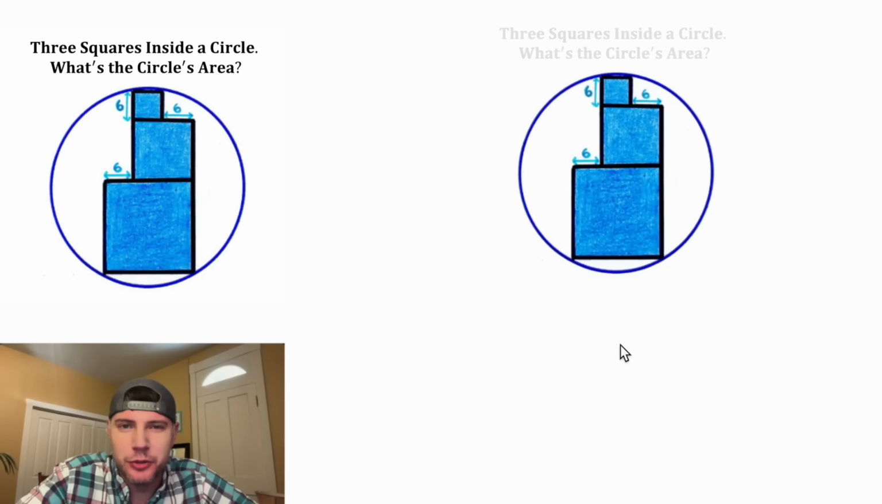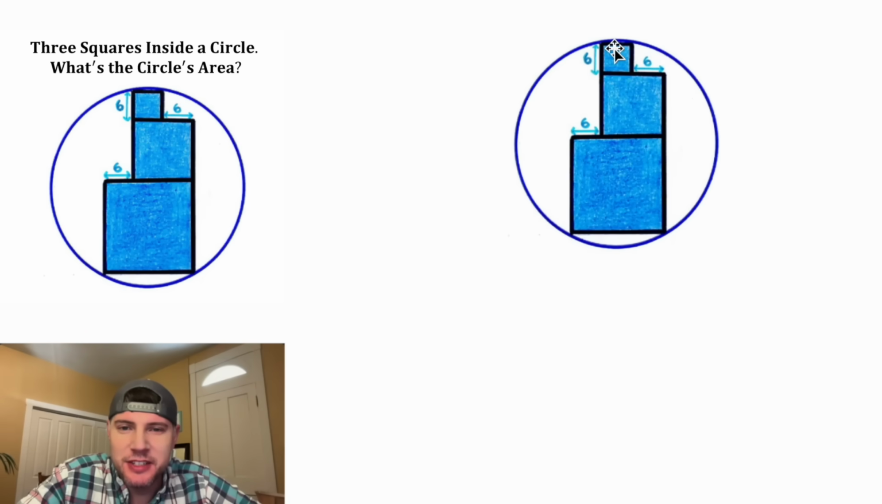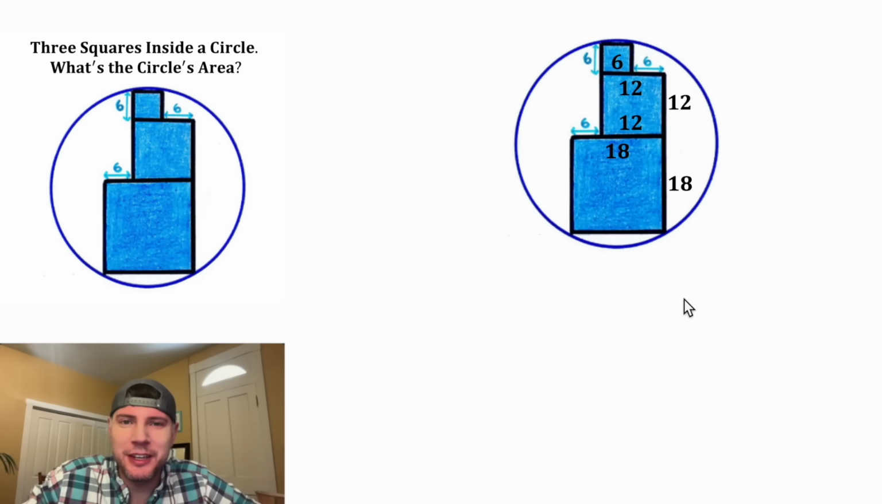Since we're given that this is a square, this side will also be equal to 6. And then for this square, since this and this are both 6s, this will be a 12. And same thing for this side and this side. They'll all be equal to 12. And then for the bottom square, since this is 6 and this is 12, this will be equal to 18. And the same thing for this side.